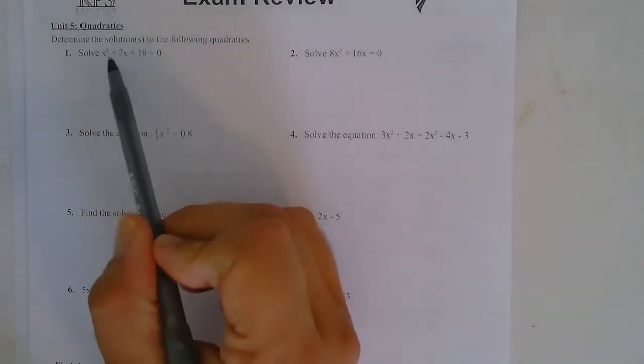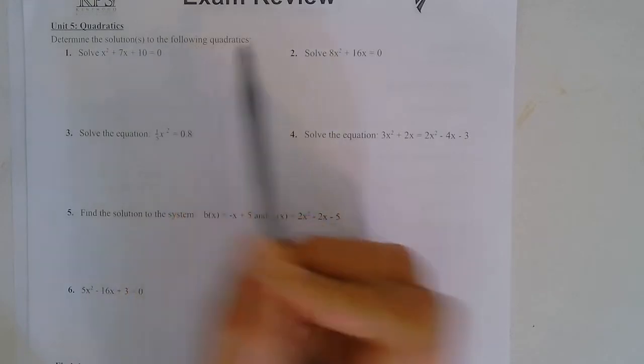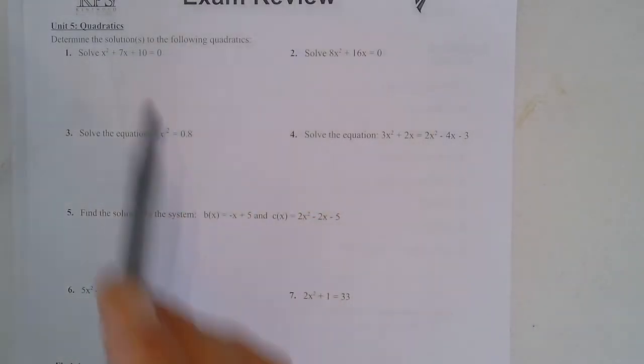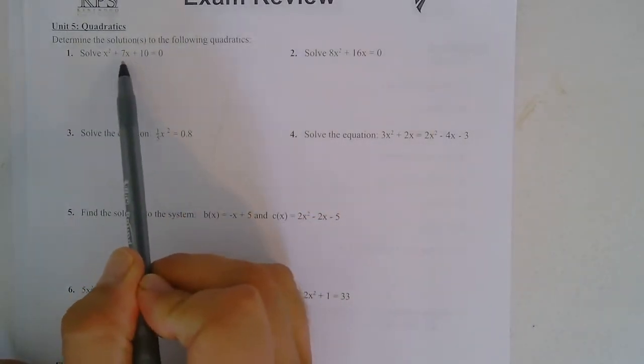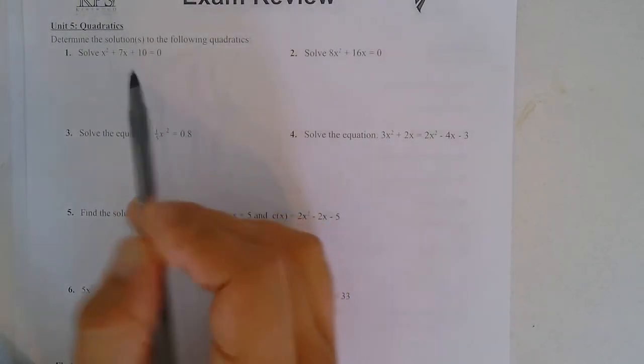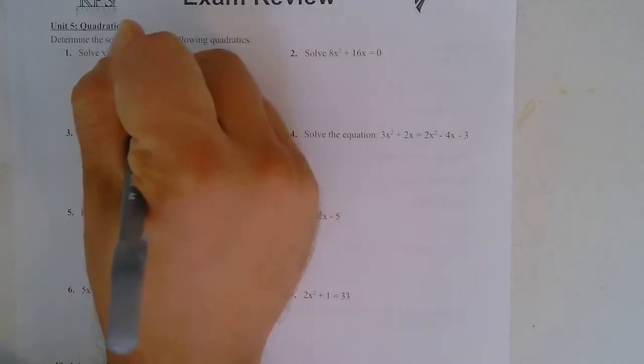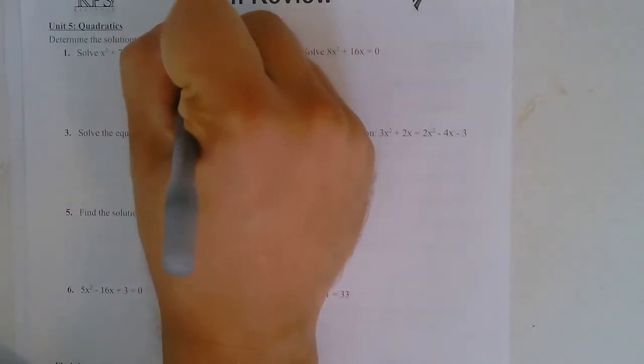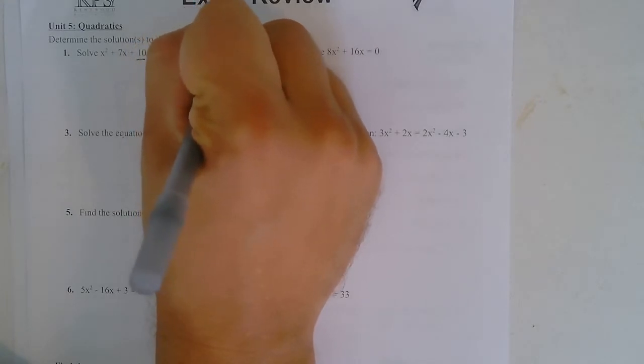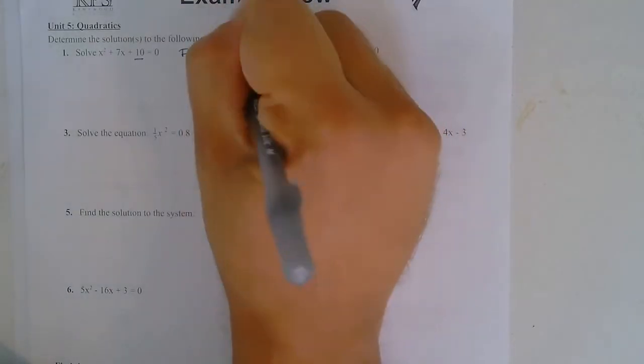So what we're going to do now is determine the solutions to these quadratic equations. So we need to solve x squared plus 7x plus 10 equals 0. So what I'm going to do first is see if I can factor this equation. So I'm looking for factors of 10 that sum to make 7.